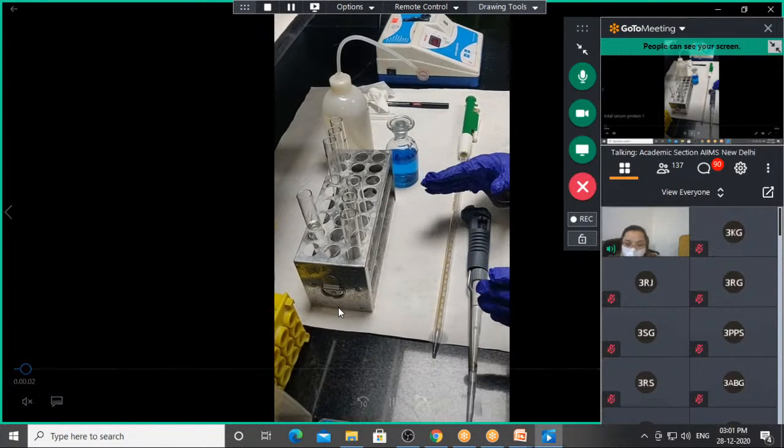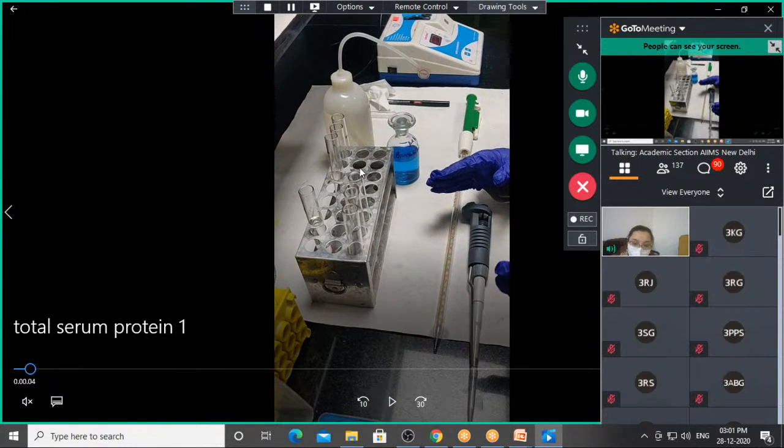So in this, first of all, I have prepared a station in which I have kept everything that is required. This is a test tube stand having 3 test tubes for total protein and 3 test tubes for albumin. Then I have biuret reagent here, then this double distilled water. Then this is a colorimeter. I will show you later what the colorimeter looks like. Then I have a pipette with a pump attached to it, and a micropipette which is used for measuring small amounts.